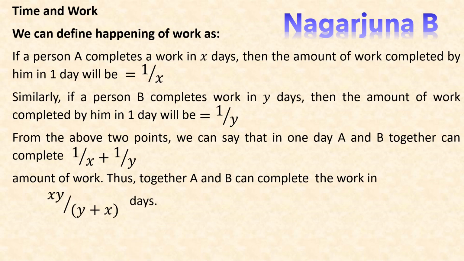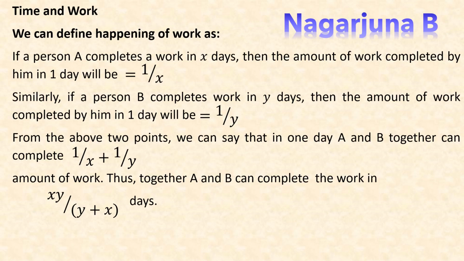How do we get this? By considering A and B together's one day work. So A and B together's one day work is 1 divided by X plus 1 divided by Y. So in this, XY will be the LCM. In the term 1 by X, Y is not there, so you need to multiply that with Y. That means 1 has to be multiplied by Y. 1 into Y will be Y.